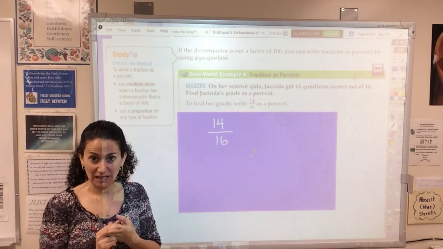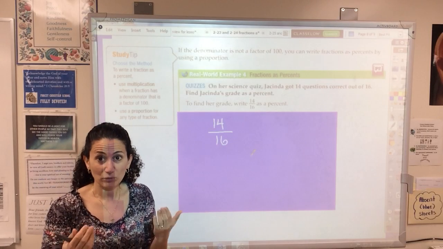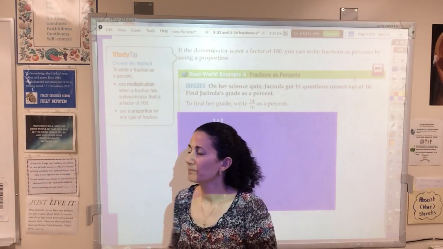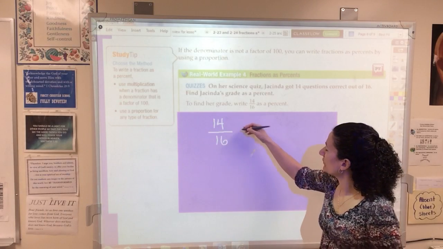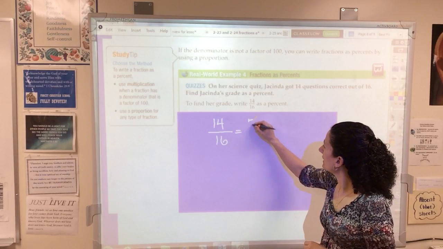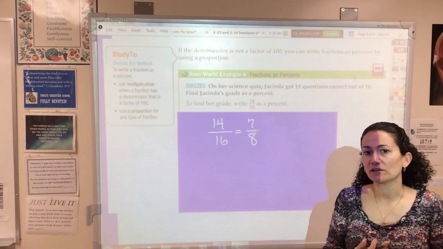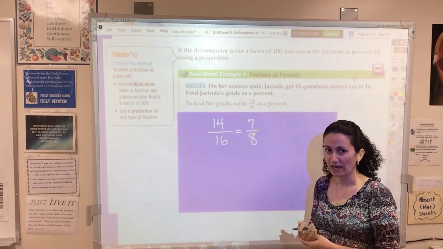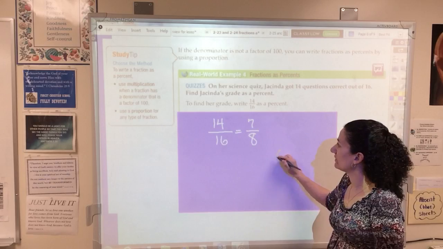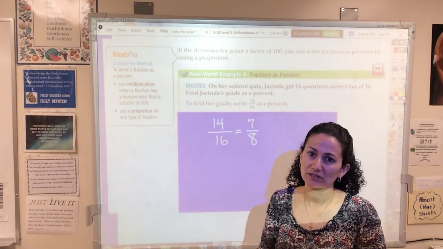The second step you can try is to simplify the fraction, because that will make our lives a little simpler. In this case, I can simplify. I can divide these by 2, and I would get 7/8. I still cannot convert it to hundredths. I can't write an equivalent fraction out of 100. So I go to the long method, and that is I have to divide.